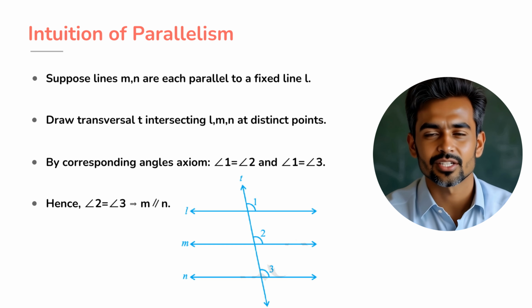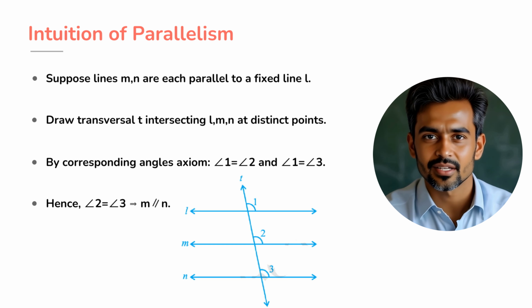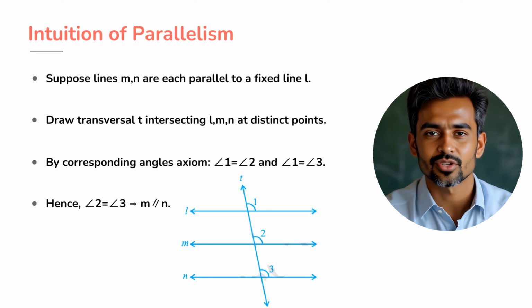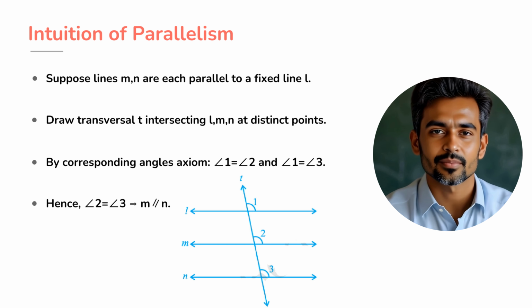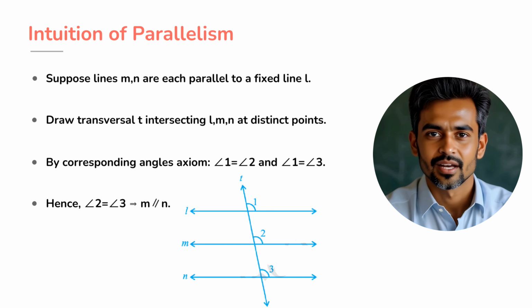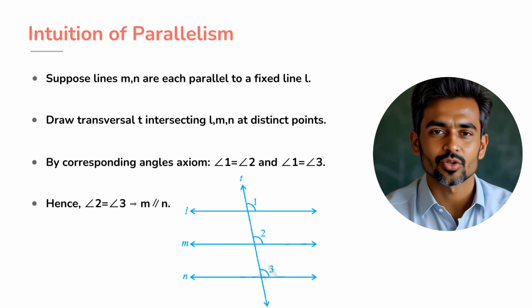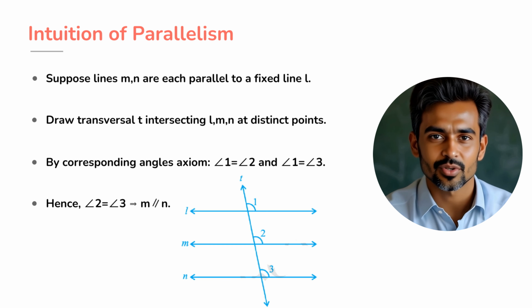Let's start by imagining three lines, line L, line M, and line N. Suppose both line M and line N are parallel to line L. Now, we draw a transversal, let's call it line T, cutting all three lines. We get three angles, angle 1 with line L, angle 2 with line M, and angle 3 with line N.